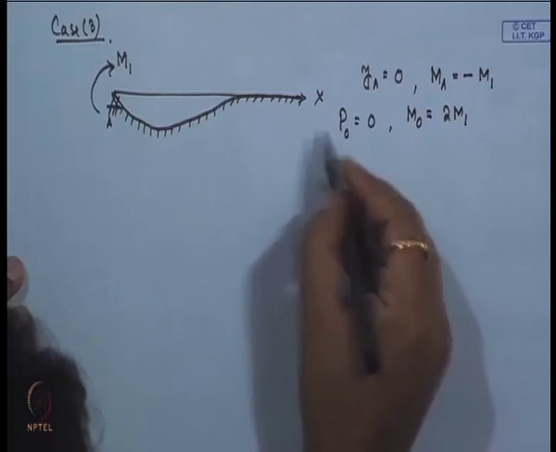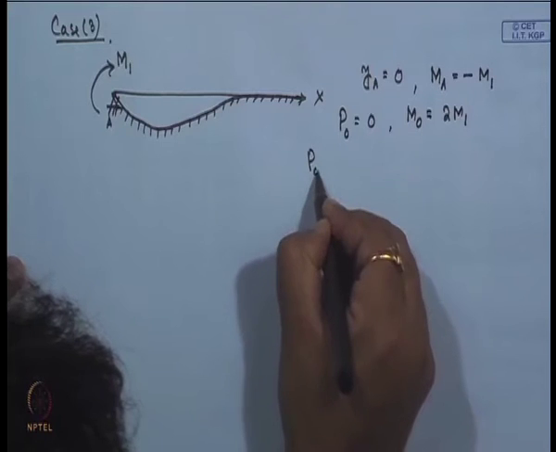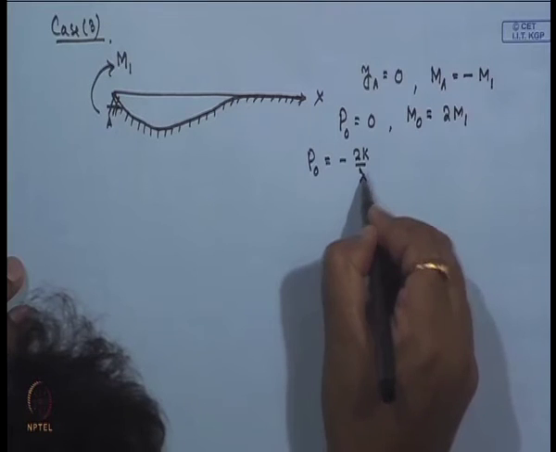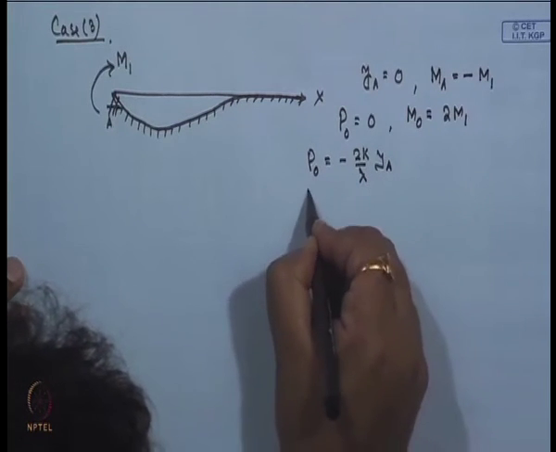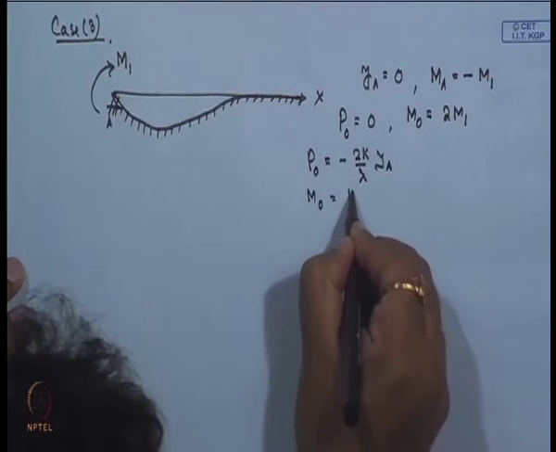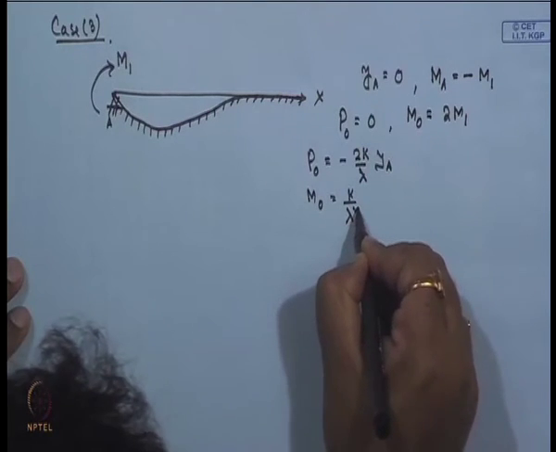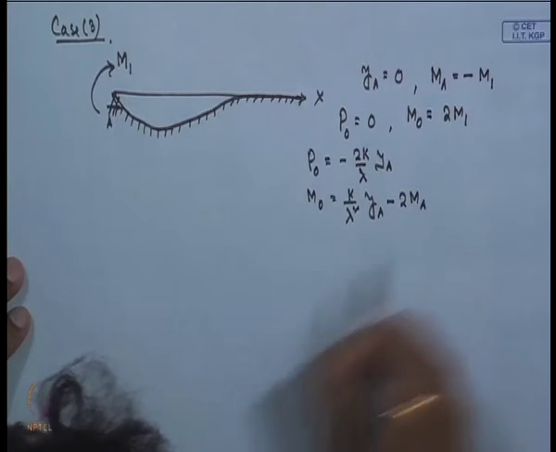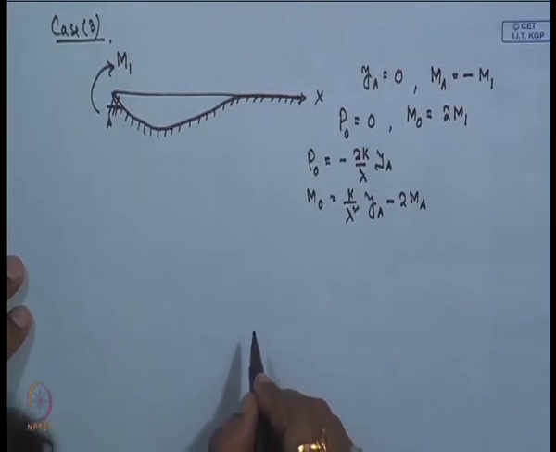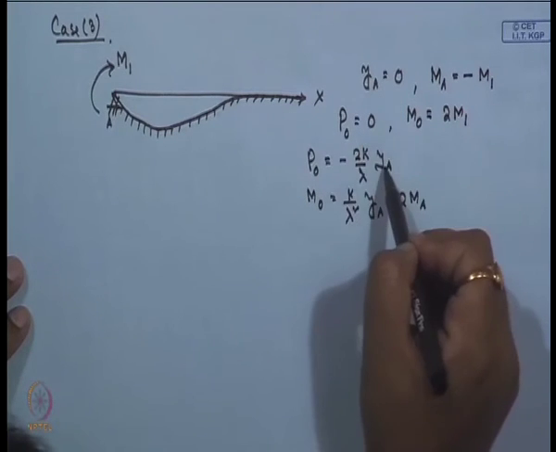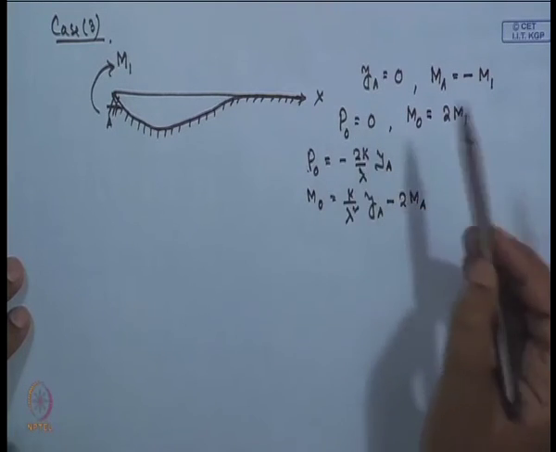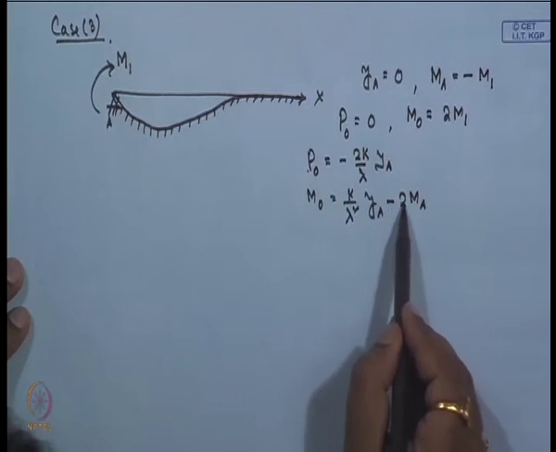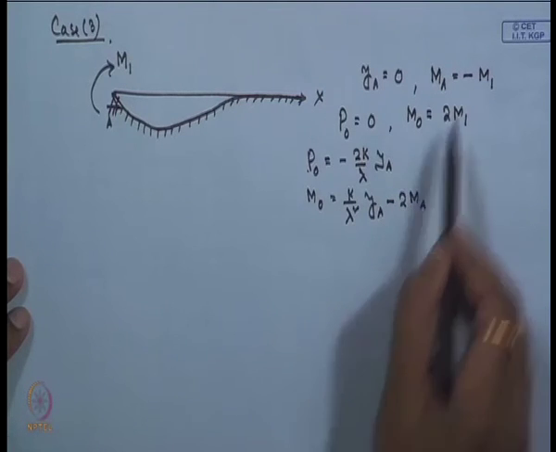Because in that case the expression was p 0 is equal to minus 2 k by lambda y a, and m 0 is k by lambda square into y a minus 2 m a. So, if y a equal to 0, p 0 will be 0, and if m a equal to minus m 1, then this will be 2 minus m 1, this will be 2 m 1.